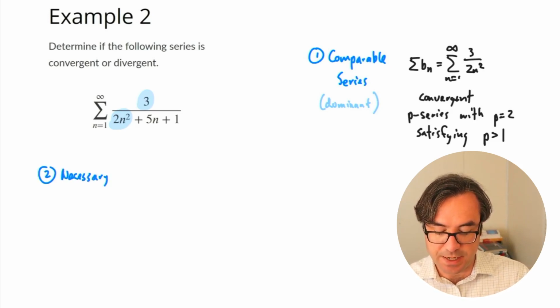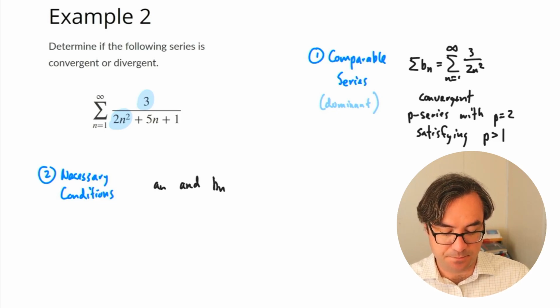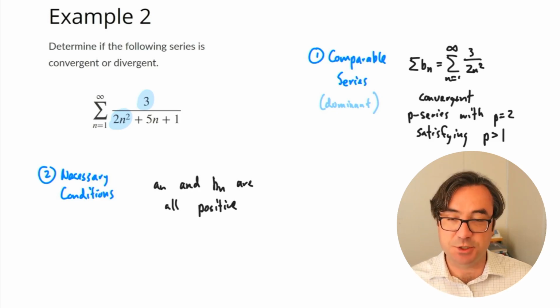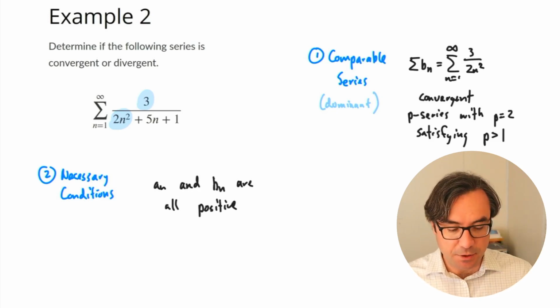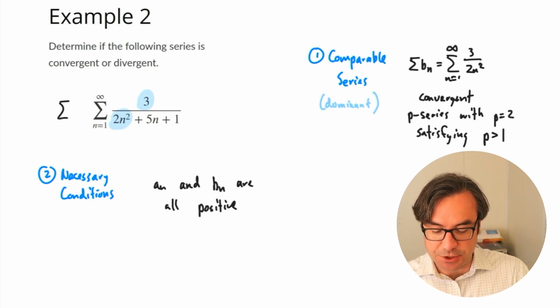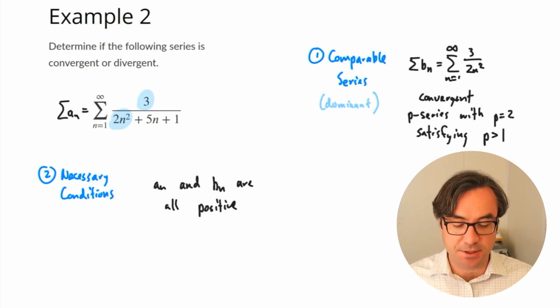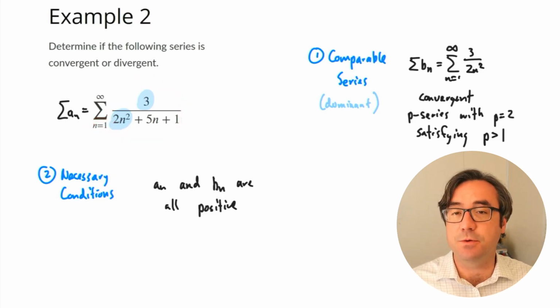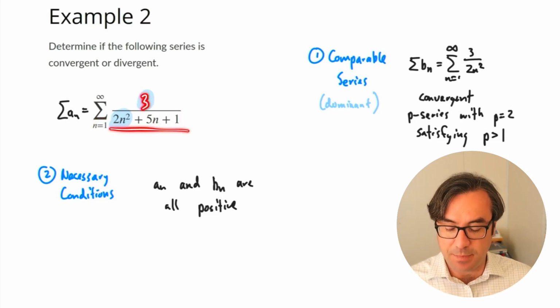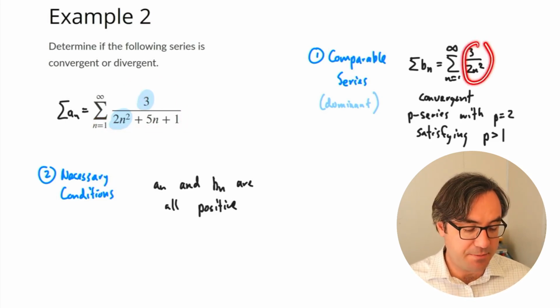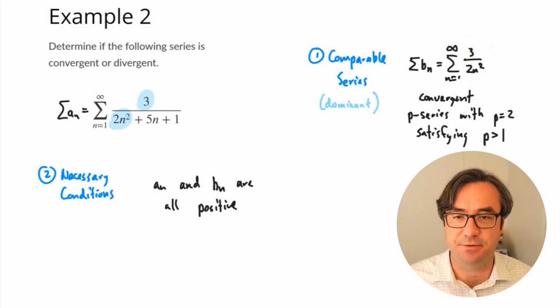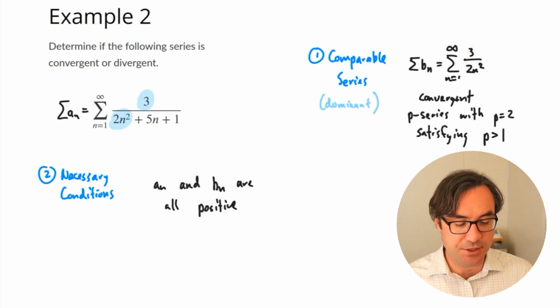Now we go to our necessary condition. In this case, we need all the terms to be positive, and they are. Let's call the original series sigma an for short. In the original terms, n is greater than or equal to 1, so all the terms here are positive. Same thing in bn: we have 3 over 2n squared, and everything's positive. So we just want to state those necessary conditions.